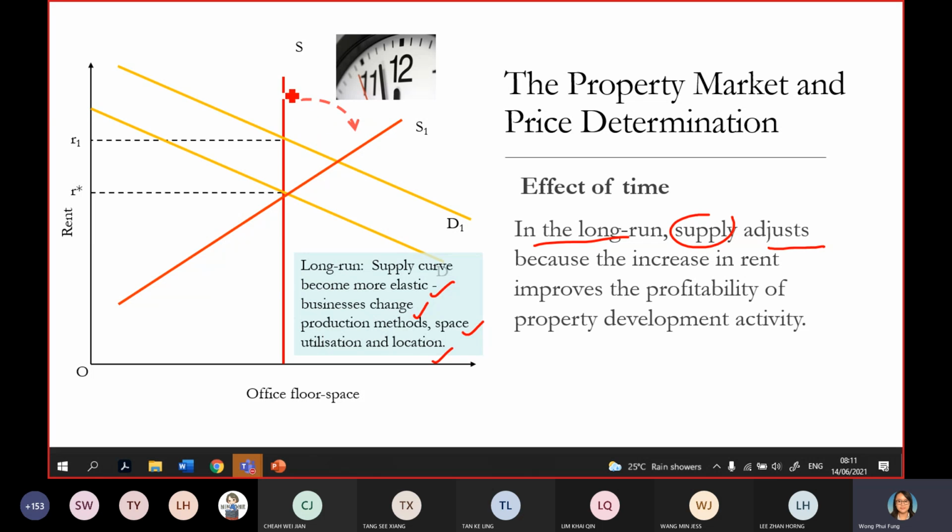You can see that supply here previously is perfectly inelastic. It will start to slope to S1, becoming elastic because the increase in rent improves the profitability of property development activity. So in the long run, perhaps after 1 or 2 years, some of the buildings can be refurbished, upgraded, or changed in land use. So in the long run, the time is sufficient for the supply to adjust and respond to the previous higher rental. In that case, the supply will slope to S1.